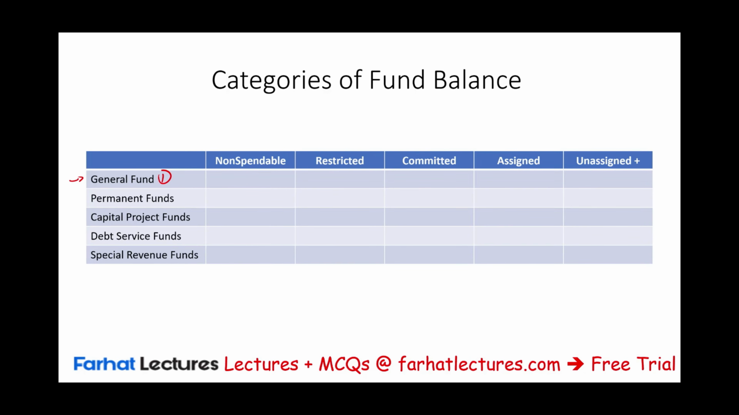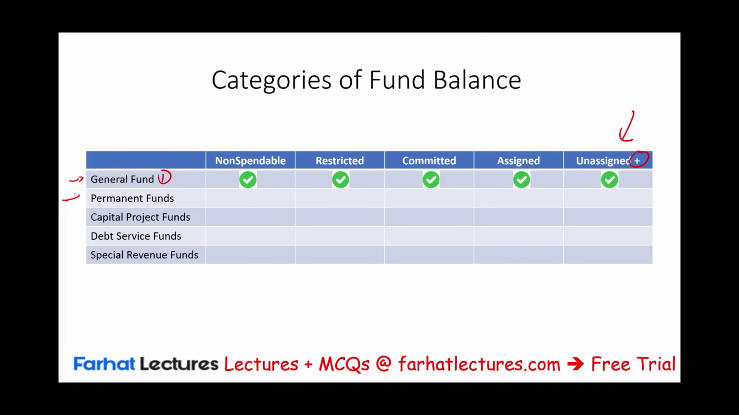Could general fund have non-spendable? Yes, general fund could have non-spendable asset. Can the general fund have restricted? Yes, they can have restricted. Can the general fund have committed money? Yes, they could have committed. Can the general fund have assigned resources? They could have assigned resources. Can the general fund have unassigned positive resource? Yes, they could have unassigned positive resource. So the general fund could have any of these categories.